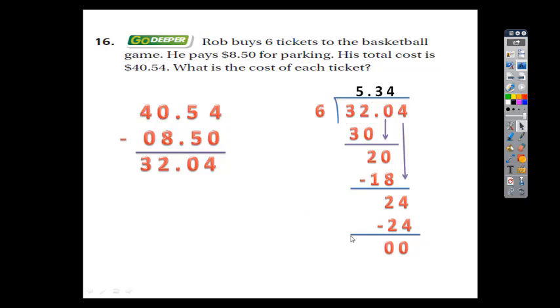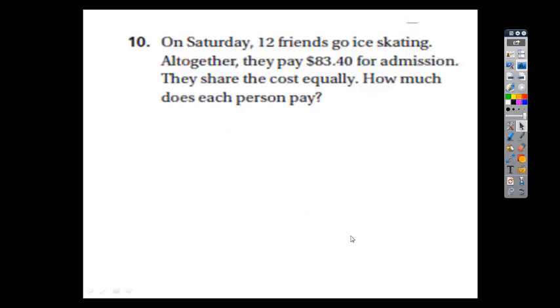So read the board. Okay, number 10. On Saturday, 12 friends go ice skating. Altogether, they pay $83.44 admission. They shared the cost equally. How much does each person pay?